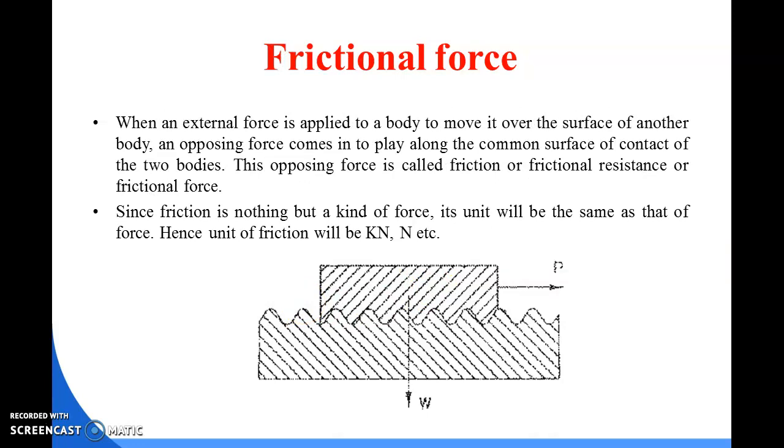Frictional force. When an external force is applied to a body to move it over the surface of another body, an opposing force comes into play along the common surface of contact of the two bodies. This opposing force is known as frictional resistance or friction. Since friction is nothing but one kind of force, its unit is the same as that of force, that is Newton or kilonewton.